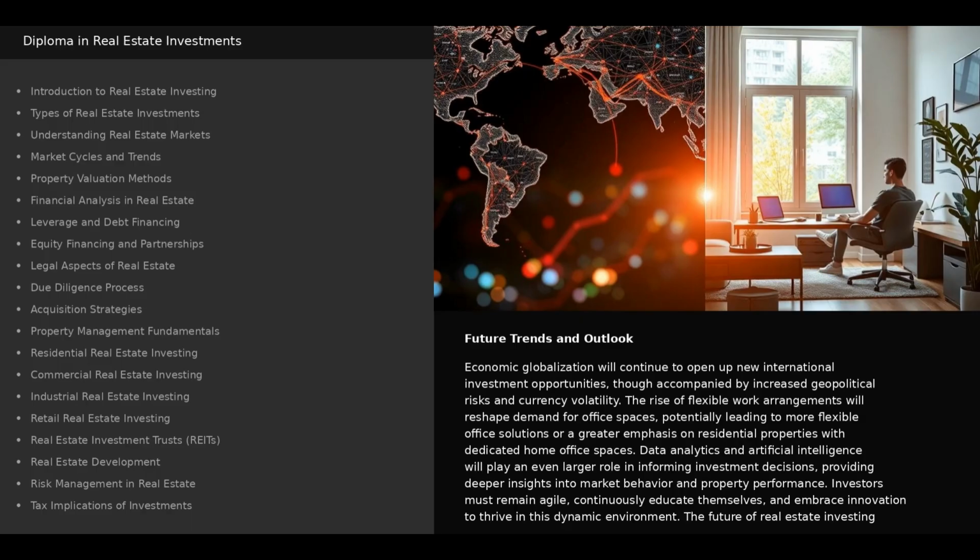Data analytics and artificial intelligence will play an even larger role in informing investment decisions, providing deeper insights into market behavior and property performance. Investors must remain agile, continuously educate themselves, and embrace innovation to thrive in this dynamic environment. The future of real estate investing will be characterized by greater technological integration, a stronger focus on sustainability, and a more interconnected global market, requiring a forward-thinking and adaptable approach.